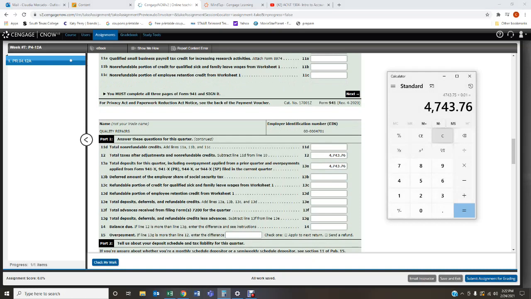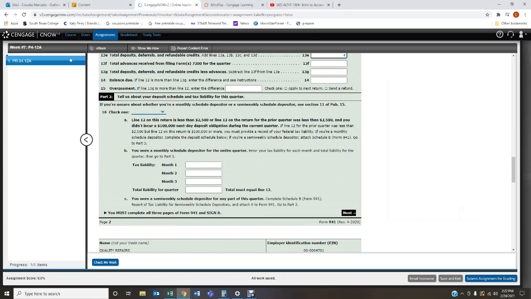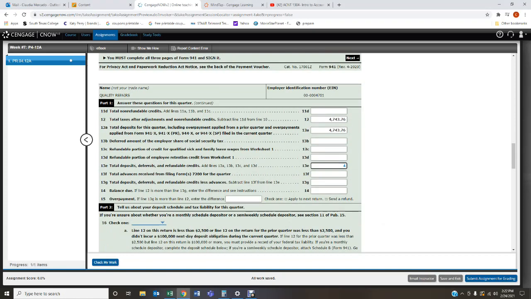So it's asking us to add line 13A, which is 47.43.76, plus 13B is 0, 13C is 0, 13D is 0. So the total is 47.43.76. So that is line number 13E. Okay, 47.43.76. There we go.